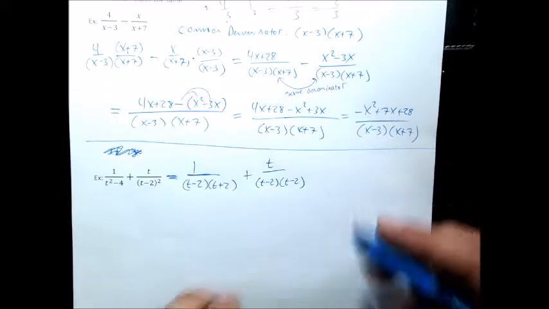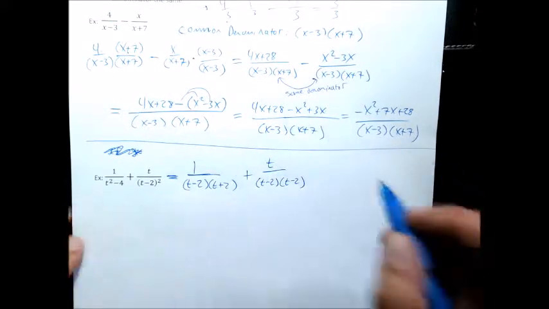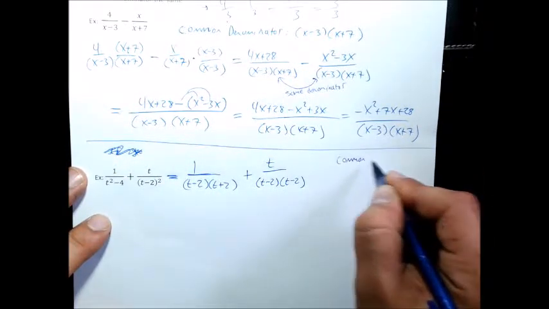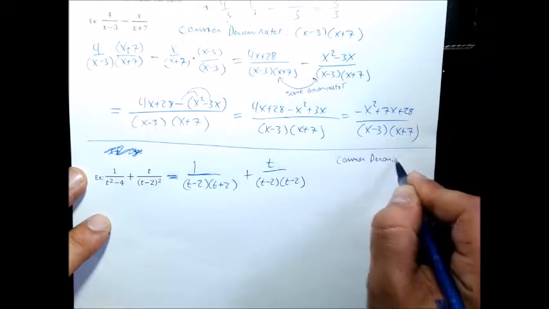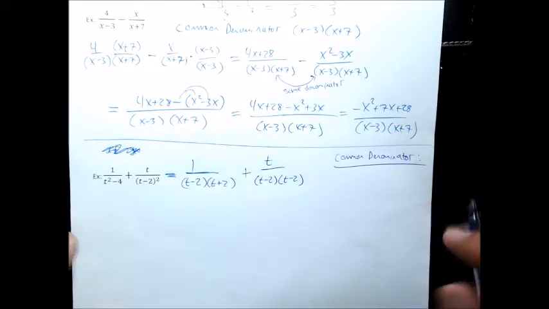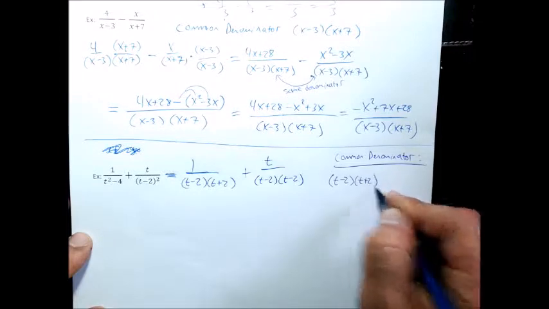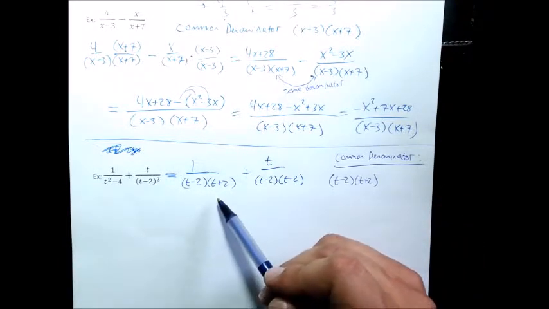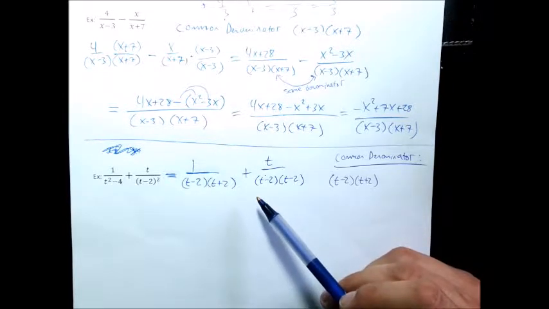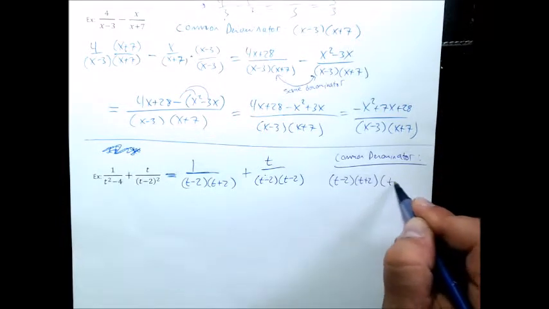When I'm looking at this, I'm seeing that this one has a t minus 2 and a t plus 2, so we're going to need at least those two in our common denominator. We need the t minus 2 and the t plus 2 because the left one has those. And the one on the right has 2 t minus 2's, so we actually need a second t minus 2.